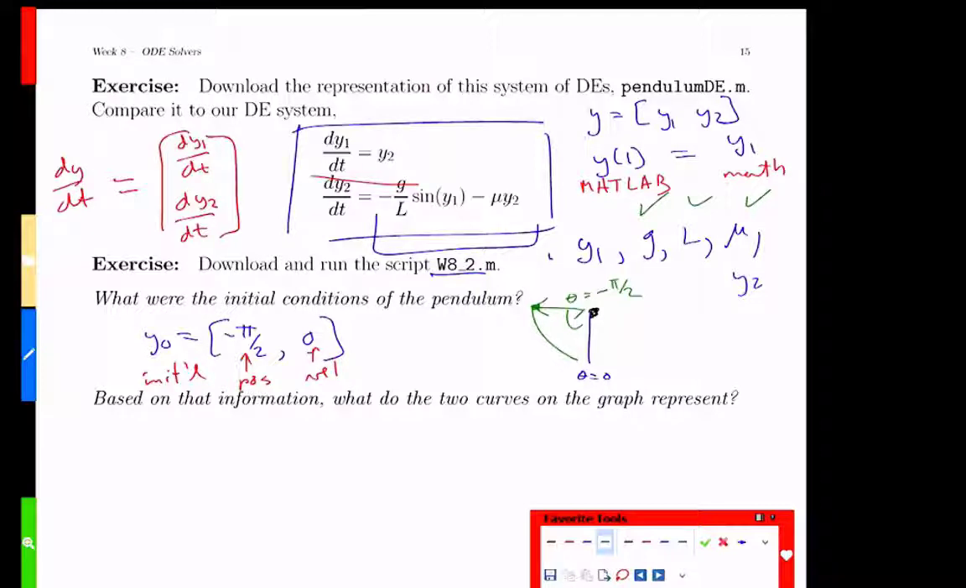So do we expect to quite reach pi over 2 or not? No, exactly. So it'll go almost to pi over 2, and then it'll come back, and it'll be negative something, but not quite pi over 2. And we expect to see the angle. Well, let's see what the angle does. Let's run this.